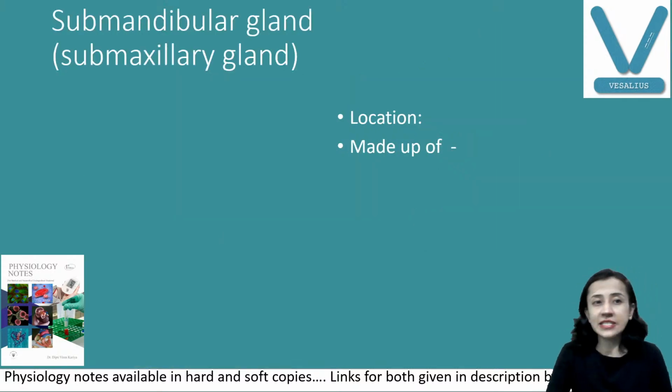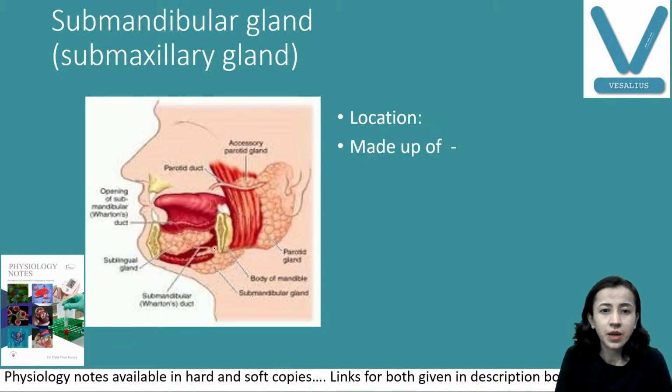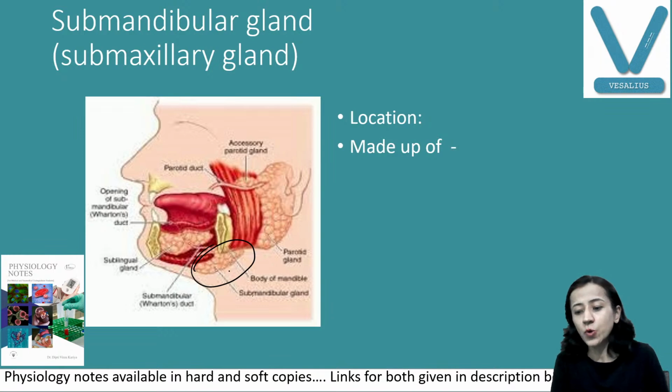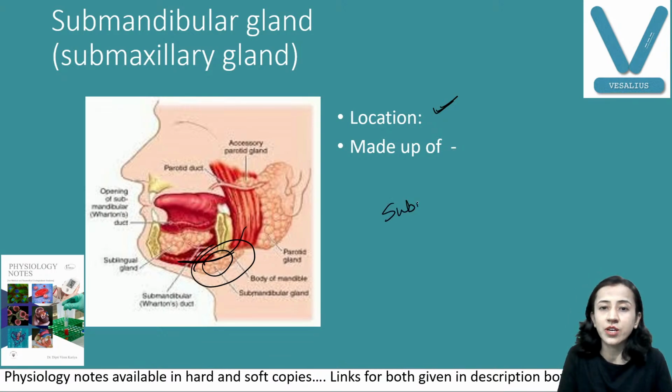Now the next important gland is the submandibular gland, or the other name is submaxillary gland. You can see here this one, the submandibular gland. Where is it located? The important thing is it is the salivary gland which has the highest secretion. Although it is not the largest one, the secretion is highest. You can say it is present at the ramus of the mandible here, medial to the mandible, located in the submandibular or submaxillary triangle.